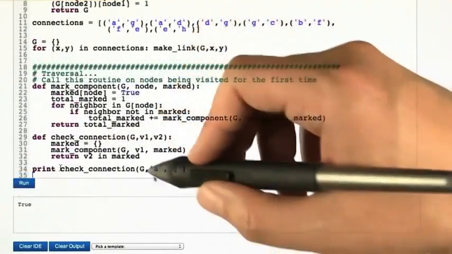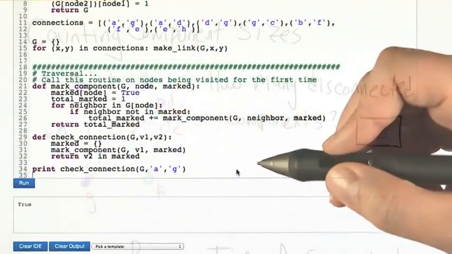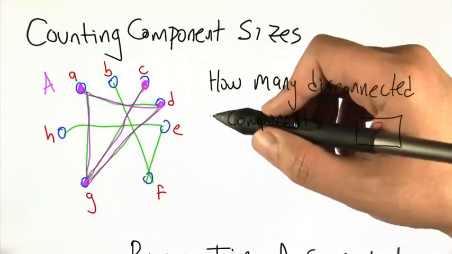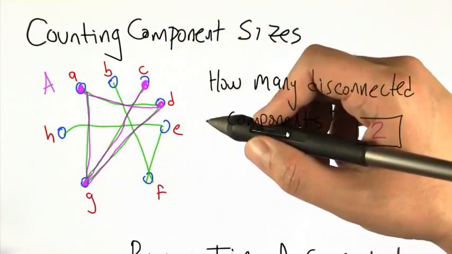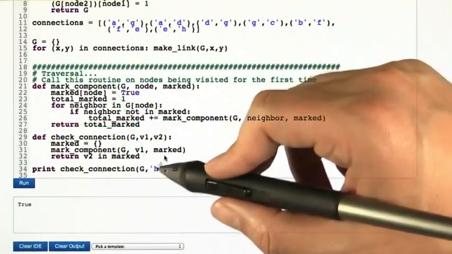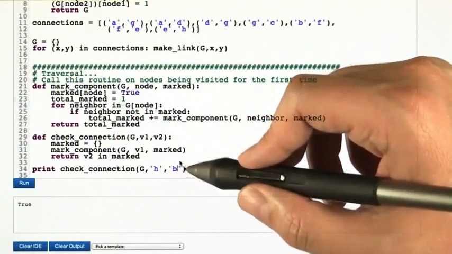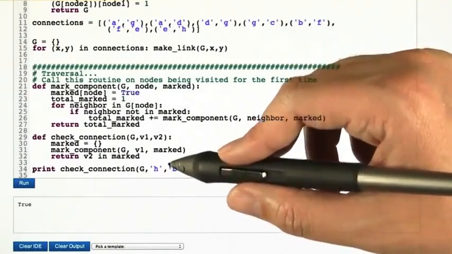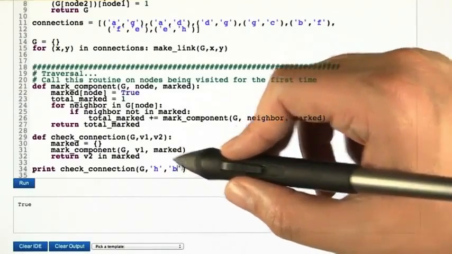So according to this, A and G are connected. Let's take a look back at the graph. G is reachable from A, but that's not so exciting to think about because they were pretty much connected directly. Let's try a more interesting one, say H and B. It realizes that H and B are in fact connected, and that's more interesting because it requires multiple hops to get from one to the other.